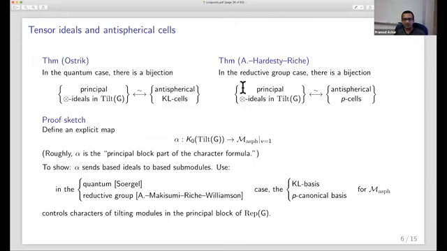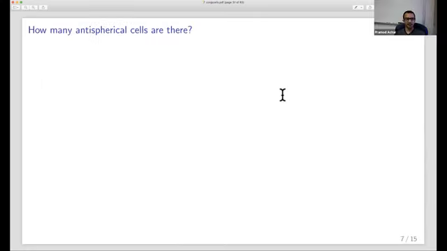Okay, so now I've written down two bijections, so that's kind of an answer, right? If my goal is to classify principal tensor ideals, well, now I've told you here's an answer in terms of something that feels computational. But if you don't know what the anti-spherical cells are, this isn't a useful theorem yet. So how many anti-spherical cells are there? Okay, so let me tell you the answer to that in the quantum case.